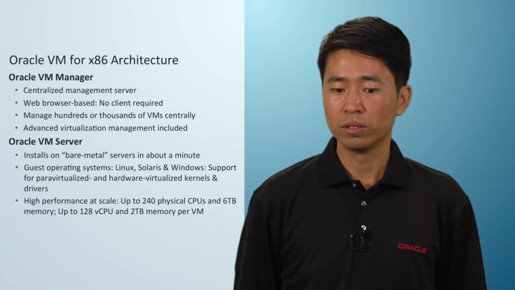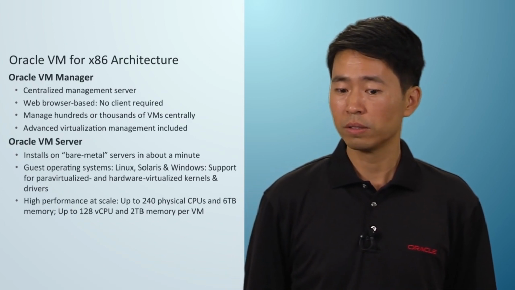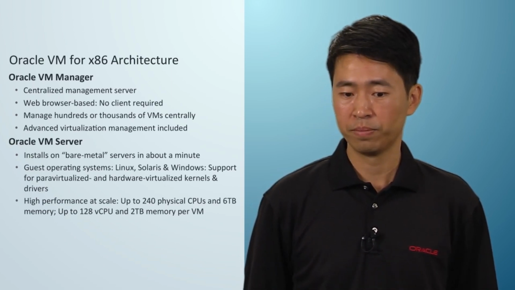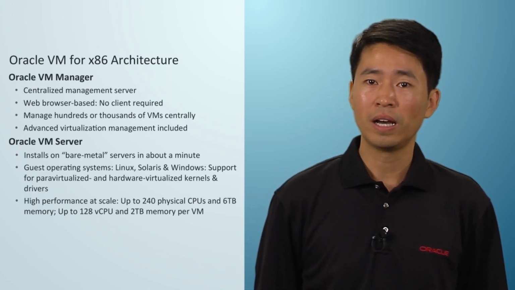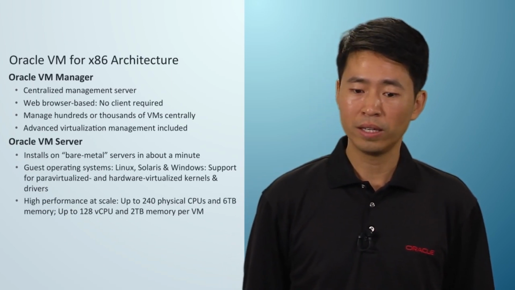The Oracle VM solution offers high performance at scale. It supports the largest x86 servers, up to 240 physical CPU threads and 6 TB of memory at this time. It will continue to scale as soon as new systems become available. For each virtual machine, it supports up to 128 virtual CPUs and 2 TB of memory per VM.